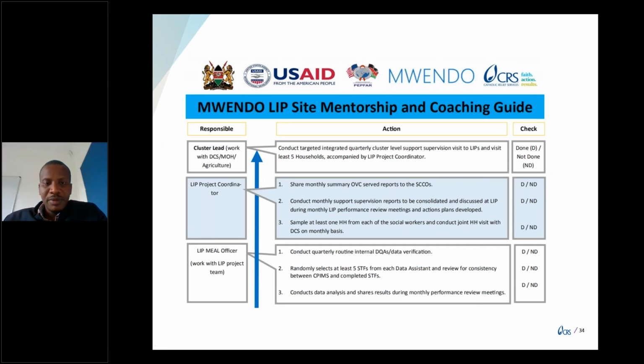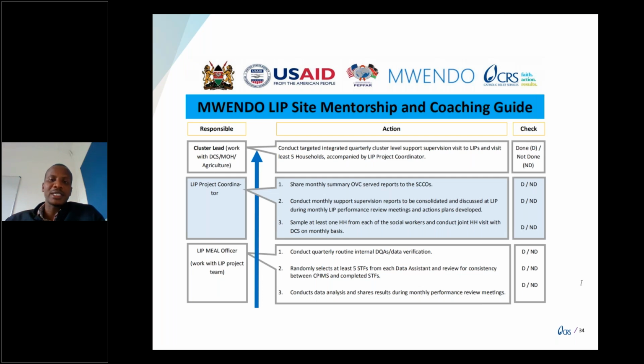So next. Yeah, so this is a sample of the site mentorship and coaching guide. And you can see it has all the cadres that we are working with on the ground at the county level, starting from our cluster leads who are working closely with the Department of Children's Services, Ministry of Health, Agriculture, and all those departments, and they have their own roles and actions they are supposed to do. And then this guide also shows a section where we indicate whether that role was done or not done. Then it goes down to the project coordinators.